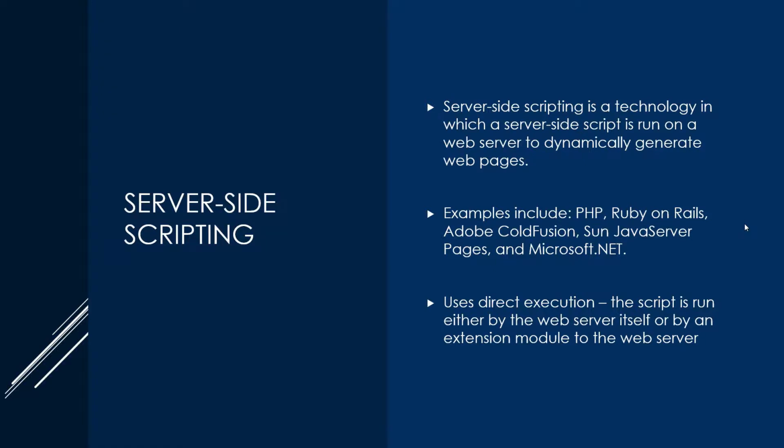Server-side scripting is a technology in which a server-side script is run on a web server to dynamically generate web pages. Examples can include PHP, Ruby on Rails, Adobe ColdFusion, Sun Java Server Pages, and Microsoft .NET. This uses direct execution. The script is run either by the web page server itself or by an extension module to the web server.